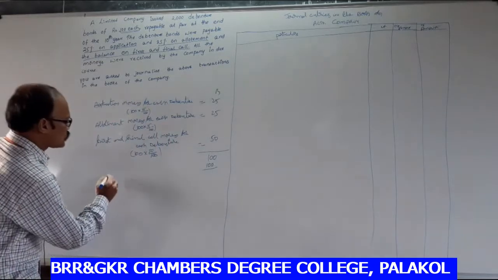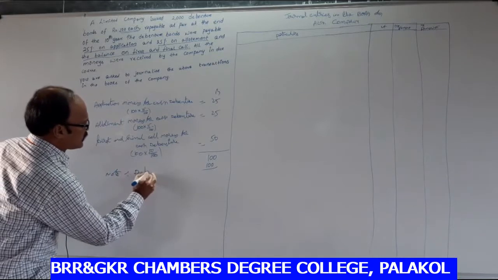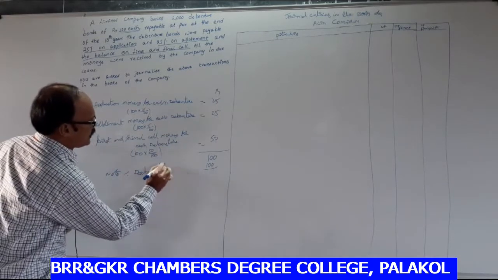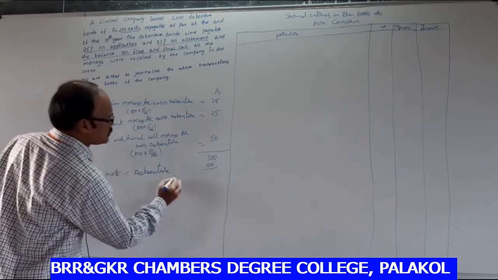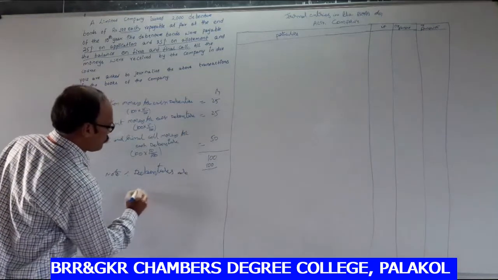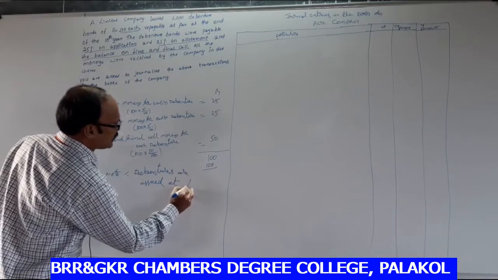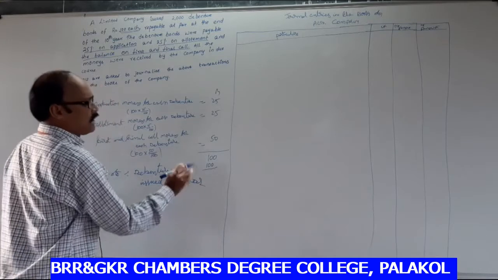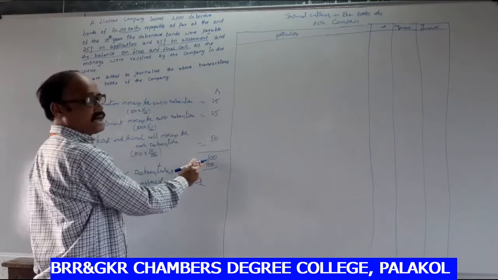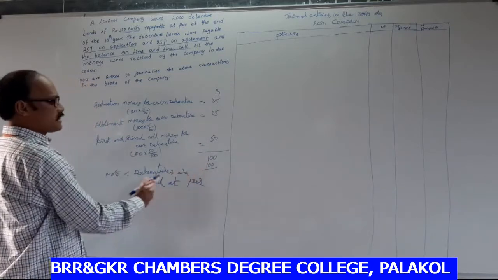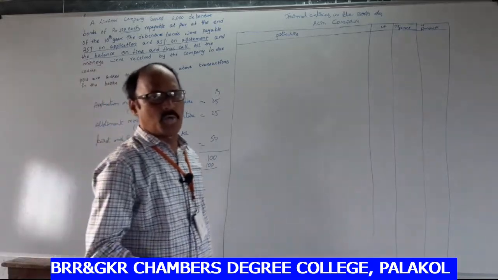This is the example problem for debentures issued at par. The actual value of each debenture is 100, and the amount collected for each debenture is also 100. That's why the debentures are issued at par. Look at the journal entries for this problem.